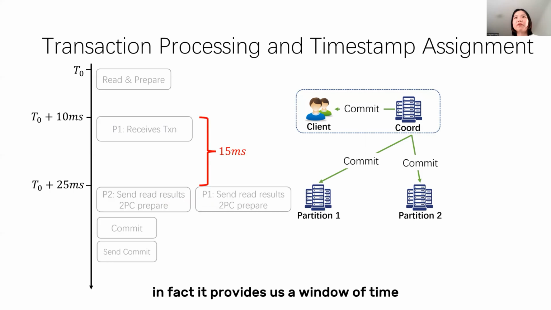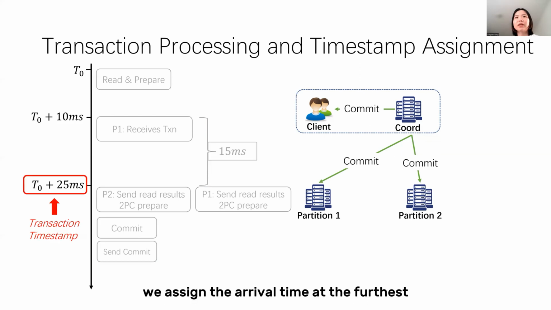In fact, it provides us a window of time to schedule the transactions. In this example, there's a 15 milliseconds window on partition 1. If this is a low priority transaction and a high priority transaction arrives during this window, now we have the opportunity to abort the low priority transaction. Otherwise, we won't have this opportunity if we process the transaction right away after we receive it.